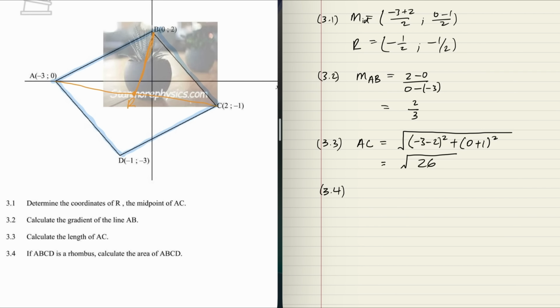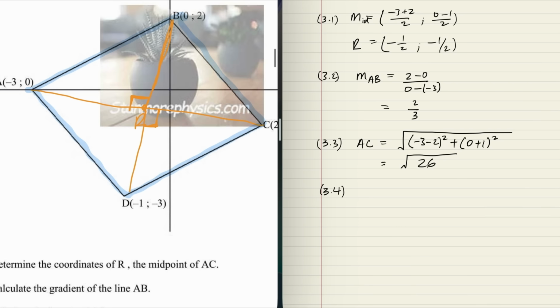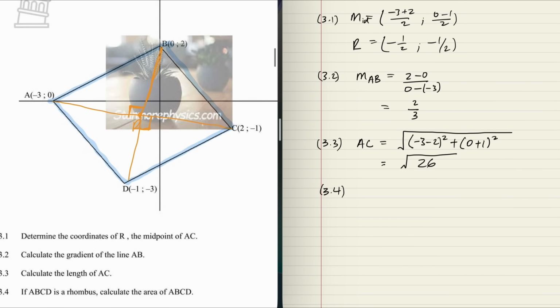a rhombus is that the diagonals bisect at 90 degrees. So in other words, AC will be perpendicular to BR. So that's going to be 90 degrees. And actually, if you extend this, that's also going to be 90 degrees there. Now, why does that matter? Why is that useful? Because if I want to work out the area of the shape, I can work out the area of the triangle. So I can work out the area of this triangle right here using half base times height.